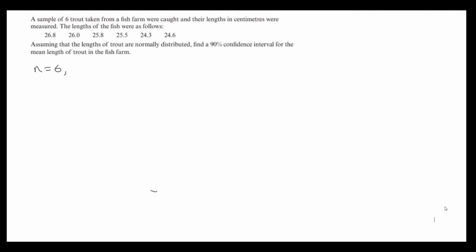Okay, let's just collect the data that we have. So firstly, n equals 6. We're looking for a 90% confidence interval, so we're going to do alpha over 2, so that's 10% divided by 2, 0.1 divided by 2, 0.05. Okay, what else do we need for the confidence interval? We're going to need to know the mean, so the x bar, and we're going to need to know the sample variance, or the sample standard deviation.